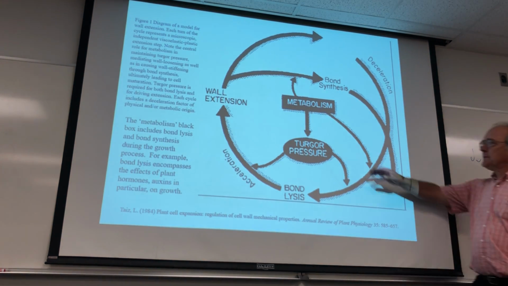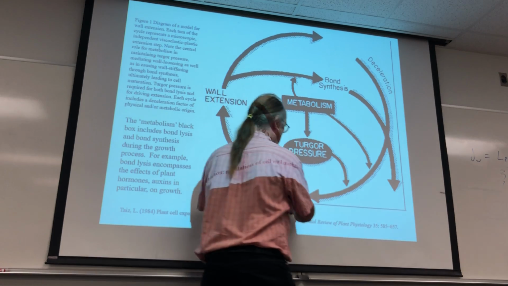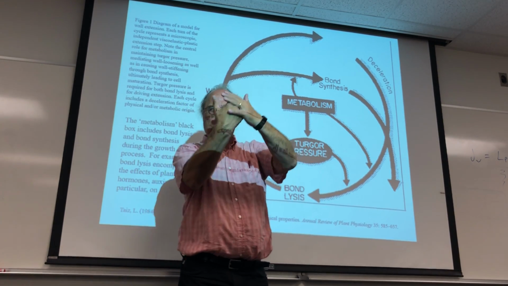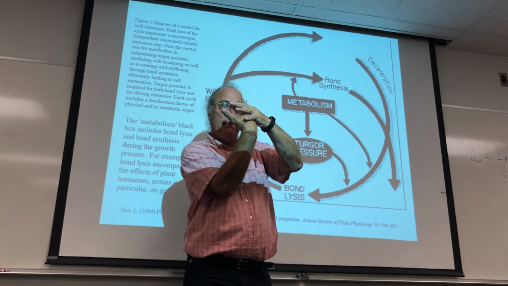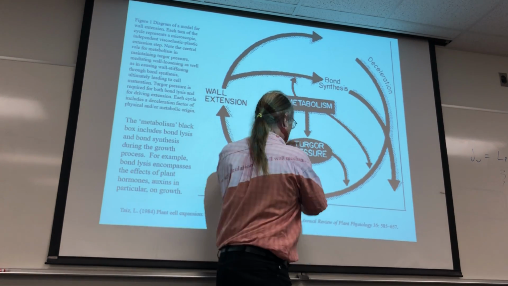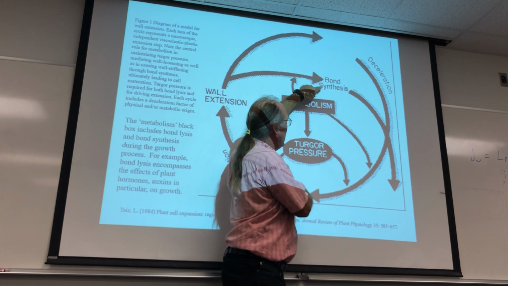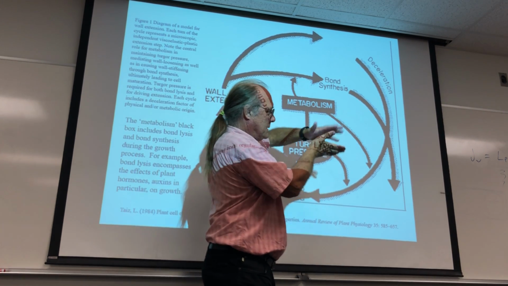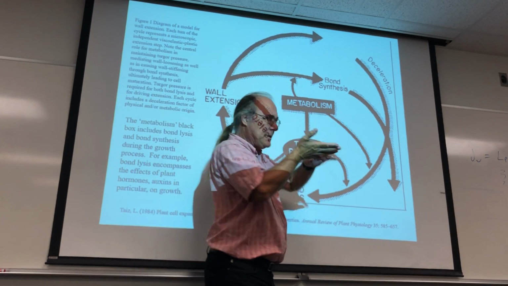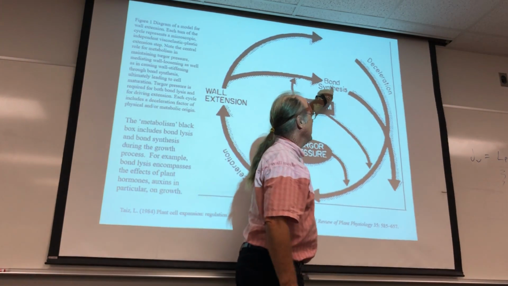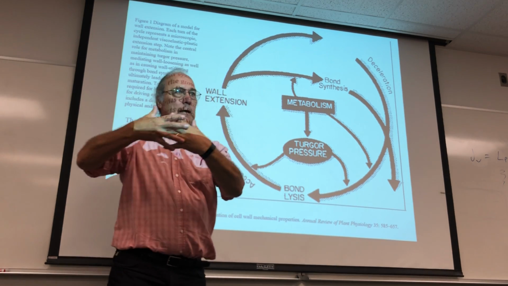By the metabolism of the cell acts to break those bonds, but at the same time, the cell is depositing more fibers on the inside of that cell wall, and synthesizing new bonds. It's the relative rates of these things going on at the same time that determines the properties, and eventually this one wins out over this one, and the cell stops expanding.